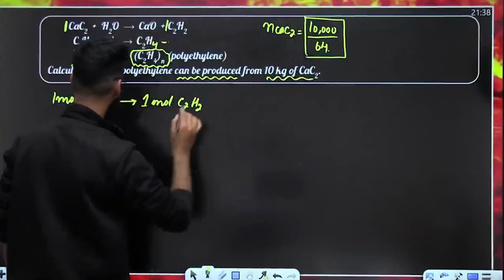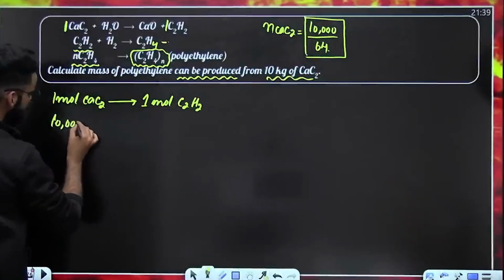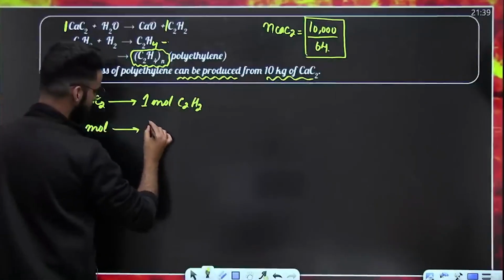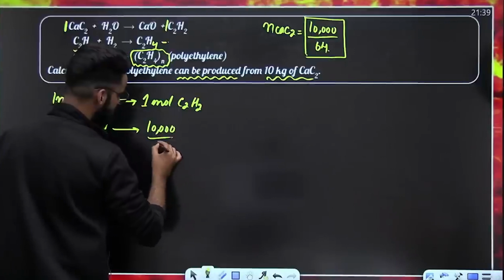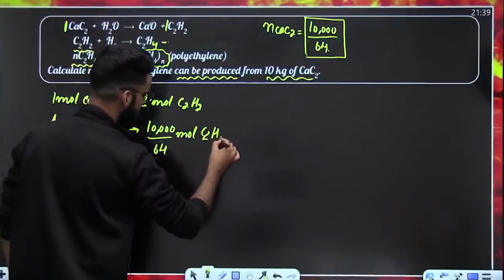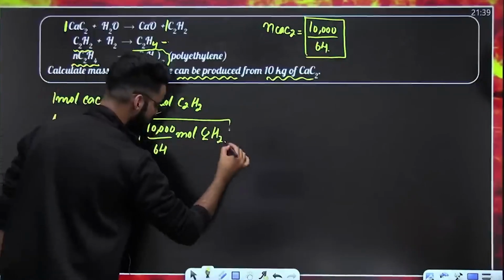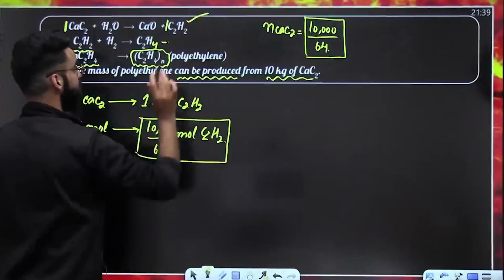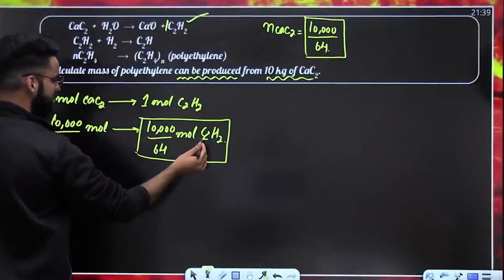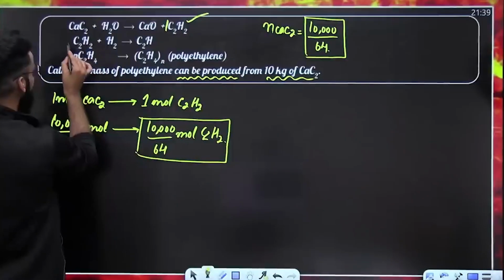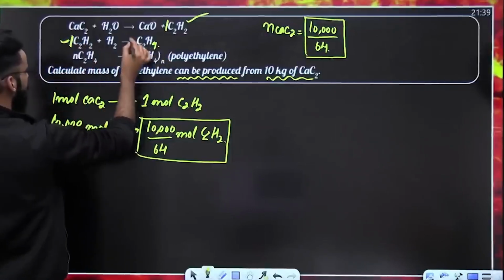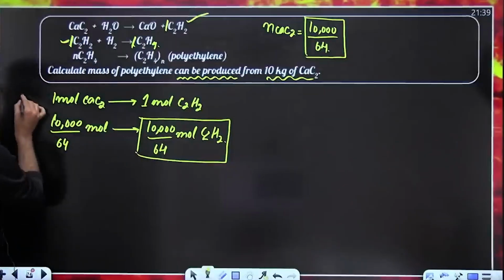But do I have only 1 mole of CaC2? No, I've got 10,000 by 64. So 10,000 divided by 64 moles of CaC2 produces 10,000 divided by 64 moles of C2H2. So these are the moles of C2H2 which are produced in the first reaction. Now whatever moles of C2H2 are produced in the first reaction, the same moles of C2H2 are utilized in the second reaction. And as per the second reaction, 1 mole gives 1 mole, correct?